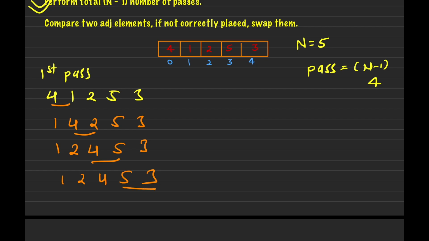Now check these two elements. Are they placed in the correct position? No, because 3 should come before 5. So it should be 1, 2, 4, 3 and 5. So this is my first pass, right? This is my first pass.